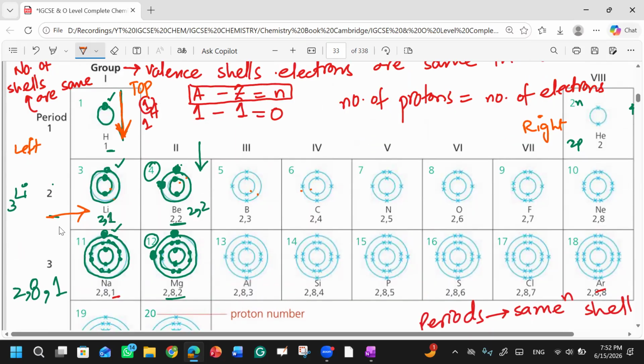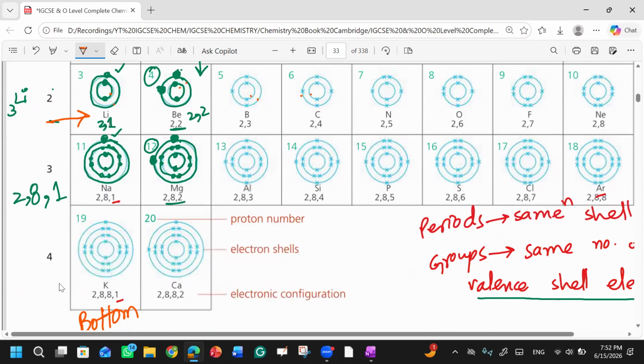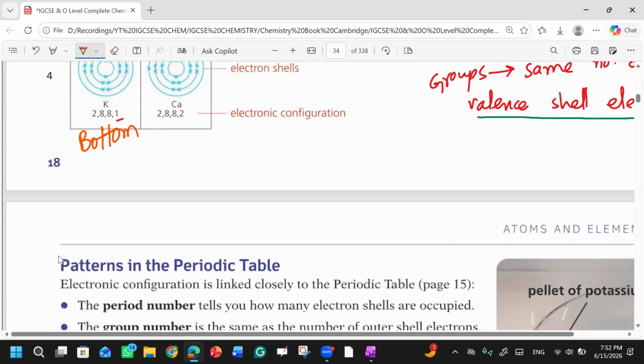If I talk about period number 2, it means there are 2 shells. If I talk about period number 4, how many shells will be there? Period 4, it will be 4 shells. Okay, 4 shells. I am writing this: group number 1 and period number 4.